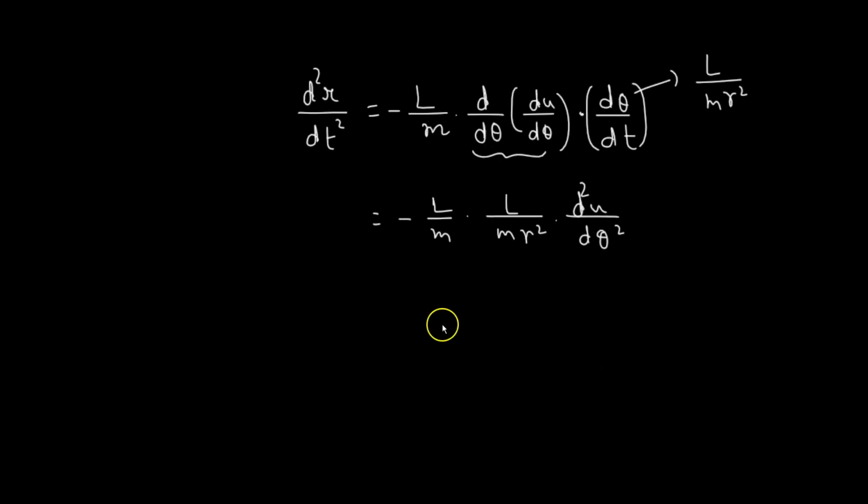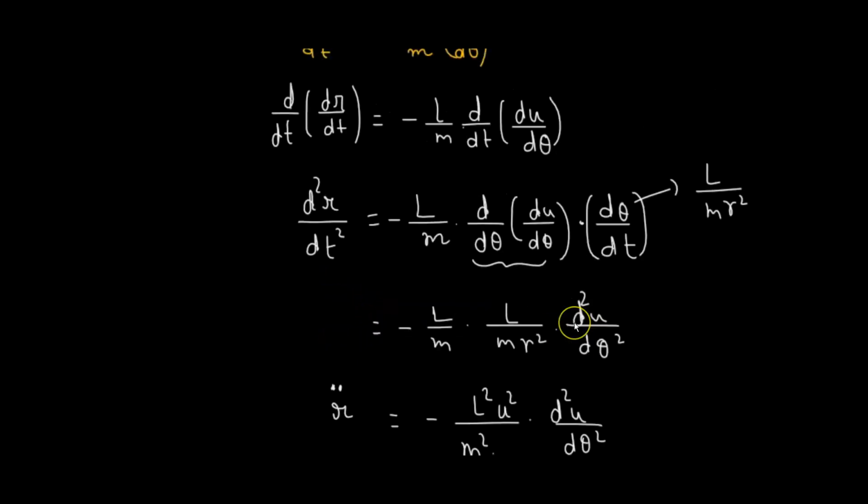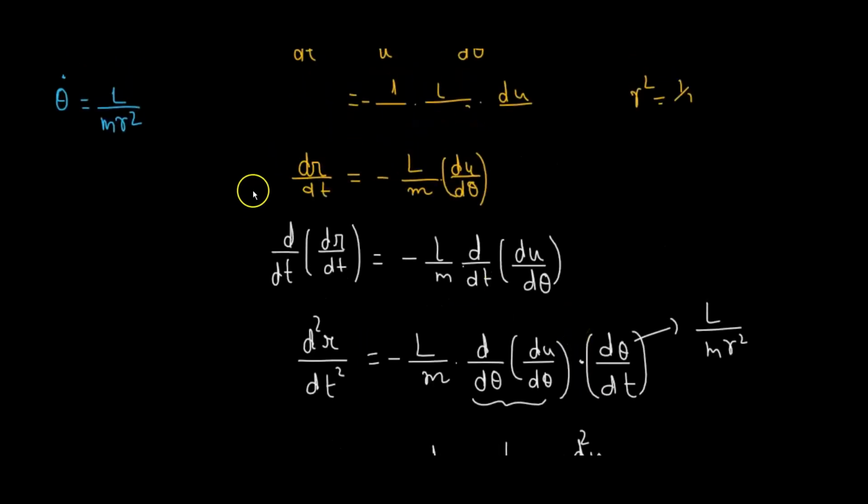So we have negative L over m times L over m r squared times the second derivative of u with respect to theta. That means this is equal to negative L squared over m squared. We have r squared in the denominator, so that r should be converted to u, so we have u squared in the numerator times the second derivative of u with respect to theta, and this is the second time derivative of the radius r. Now we have obtained r double dot, and we also have this r dot.